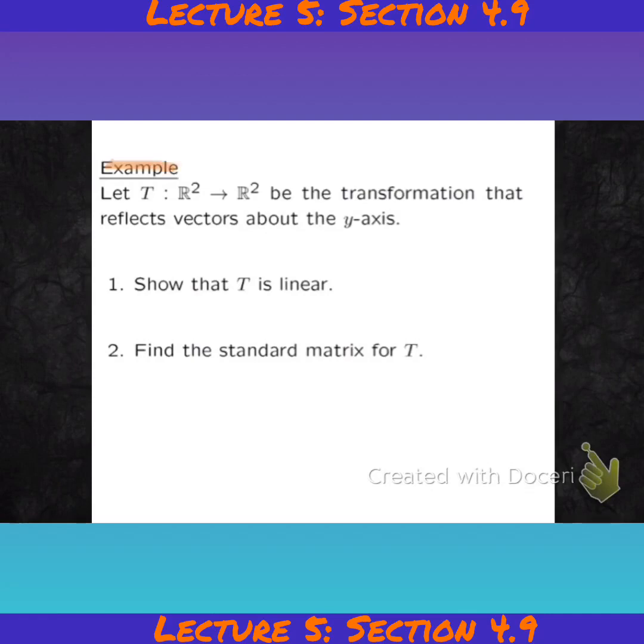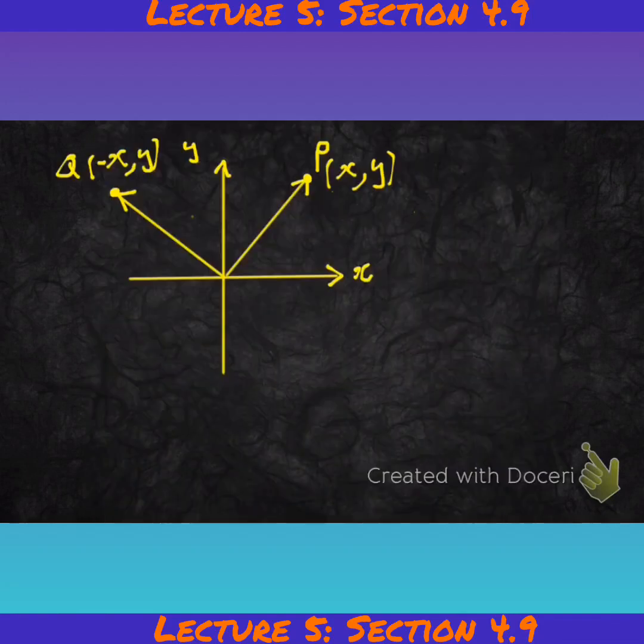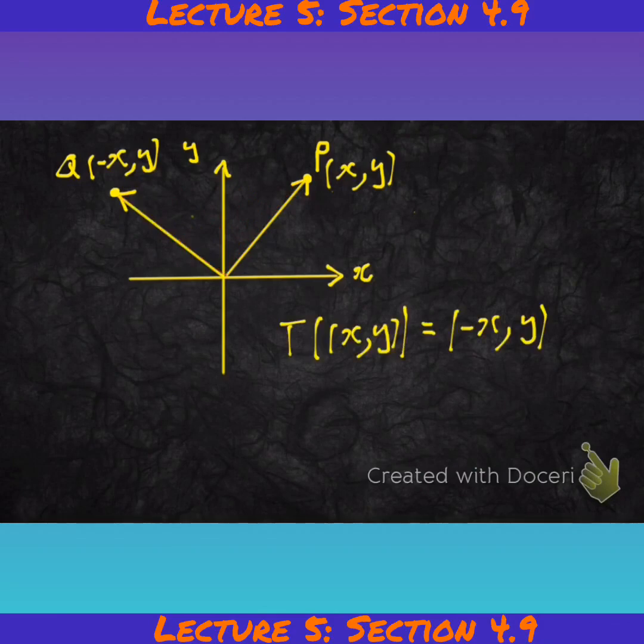Here they look at a transformation from R2 to R2, the transformation that takes a point in the xy plane and reflects that vector about the y axis. We are asked to show that this transformation T is linear. So there's our reflection along the y-axis. To show it's linear, we need to show two things.